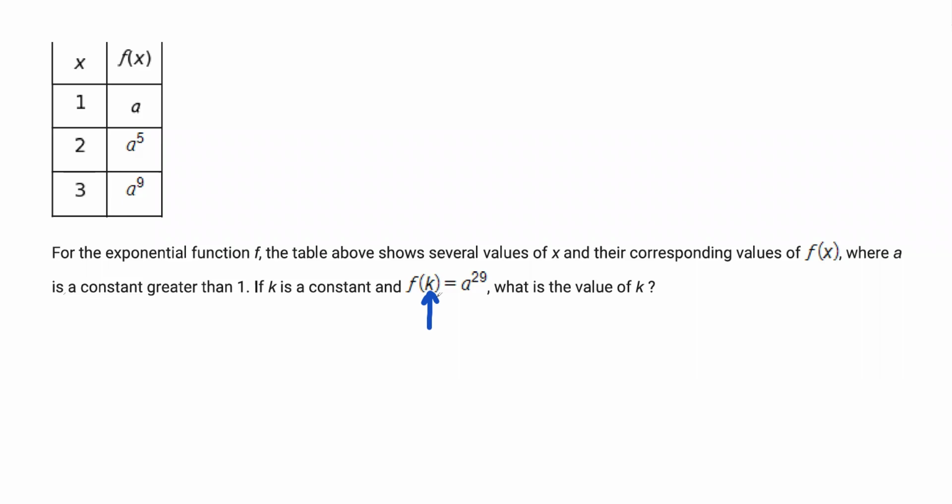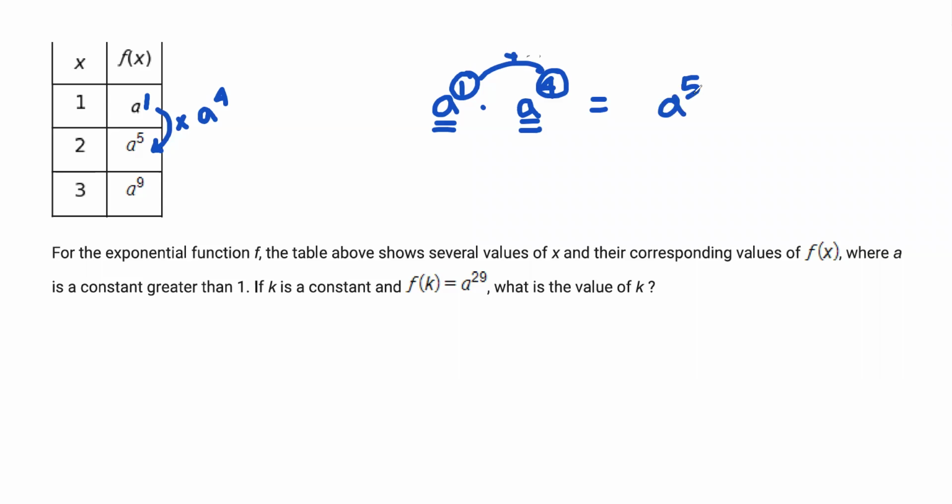From the table, if you see the trend from a to the power 1 to a to the power 5, to go there, you need to multiply it by a to the power 4, right? You know, a to the 1 times a to the power 4. When two exponents with the same bases are multiplied together, you just add up the powers, 1 plus 4, and that gives you a to the power 5. Next, times a to the power 4 again, you'll get a to the power 9.